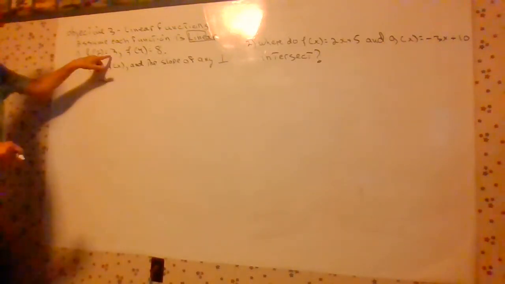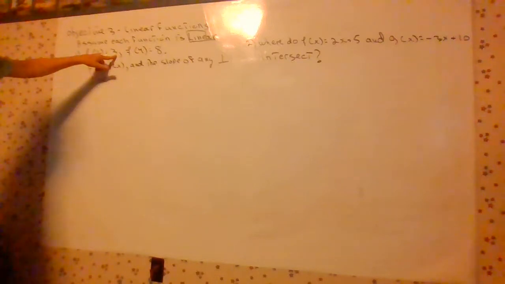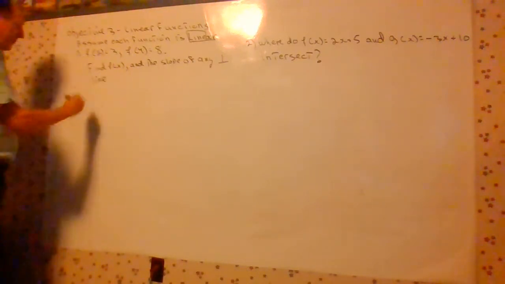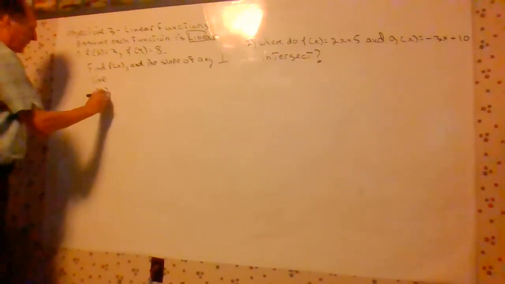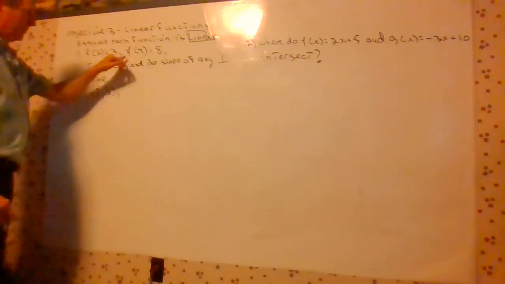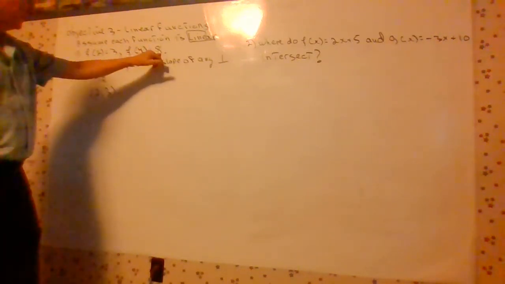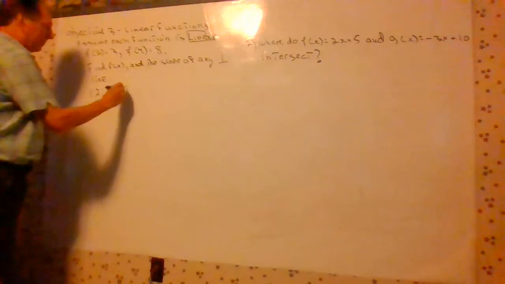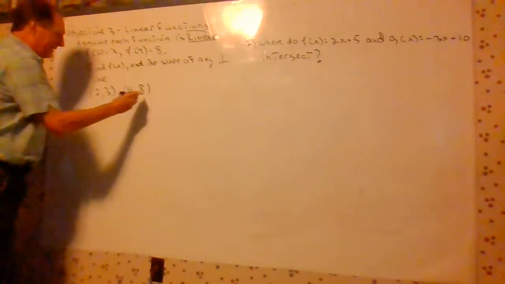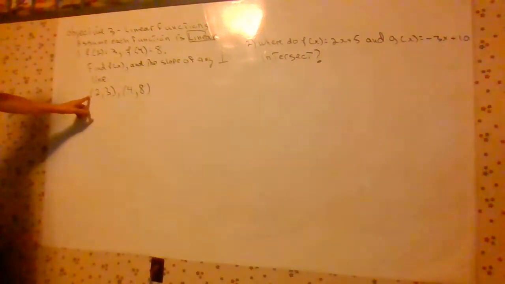Well, first of all, it's easier if we rewrite this f of 2 equals 3 in ordered pair notation. That really says x is 2, y is 3. And then we also have this point over here, f of 4 equals 8. And that really says we have the point (4, 8). That makes it a little bit easier.